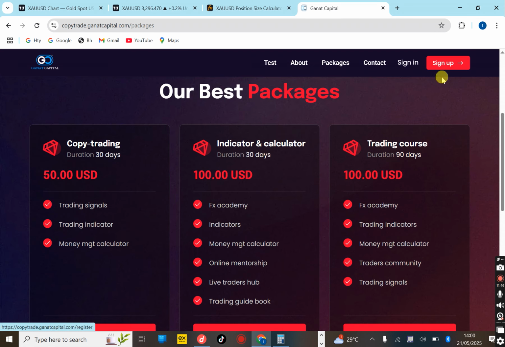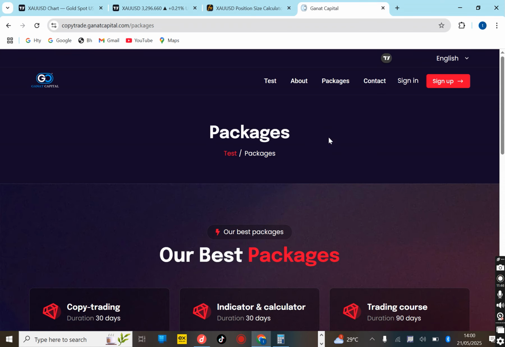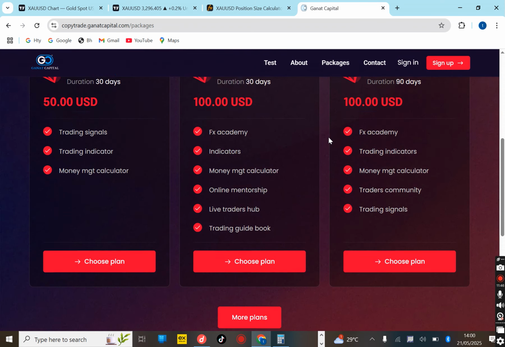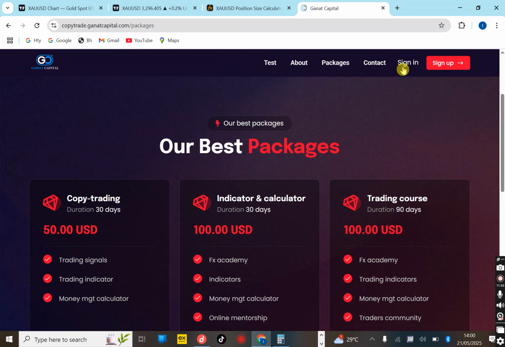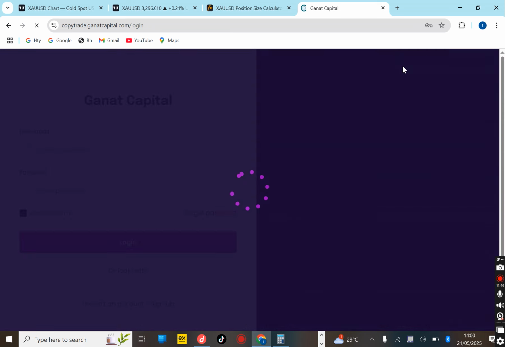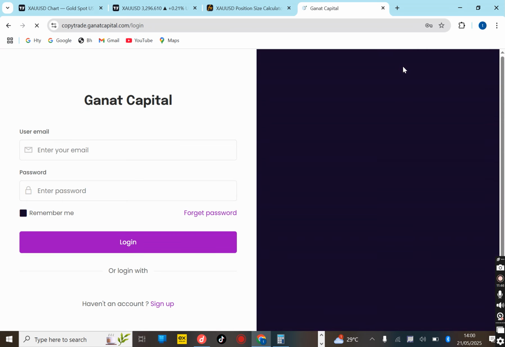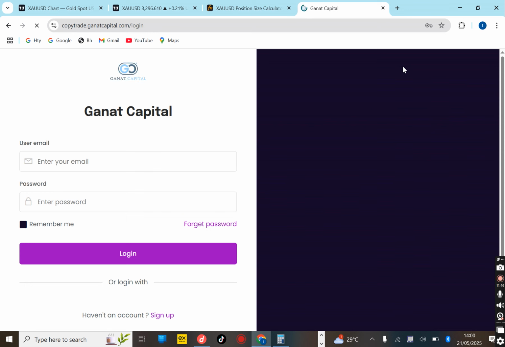Okay, so basically this is what we have, and these are the packages. You sign up over here and you choose a plan. Once you choose a plan, you're good to go. So once you sign up and purchase a plan, you can proceed to the ticket area to submit your account details. It's very simple, it's very easy.